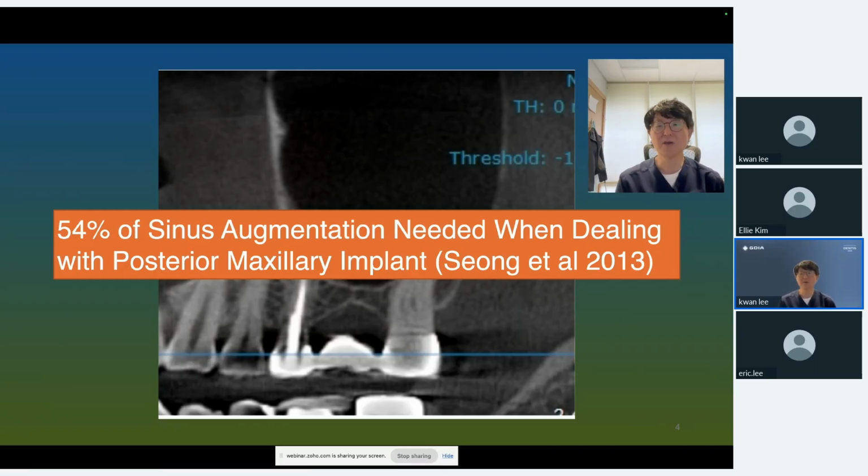If you are shutting yourself off from sinus augmentations, that means you can't really do half of the implant cases for the maxillary arch. So the sinus is one of the key components for you to build your implant practice, and for your implant surgery technique. That's how frequently we have to do sinus augmentations.